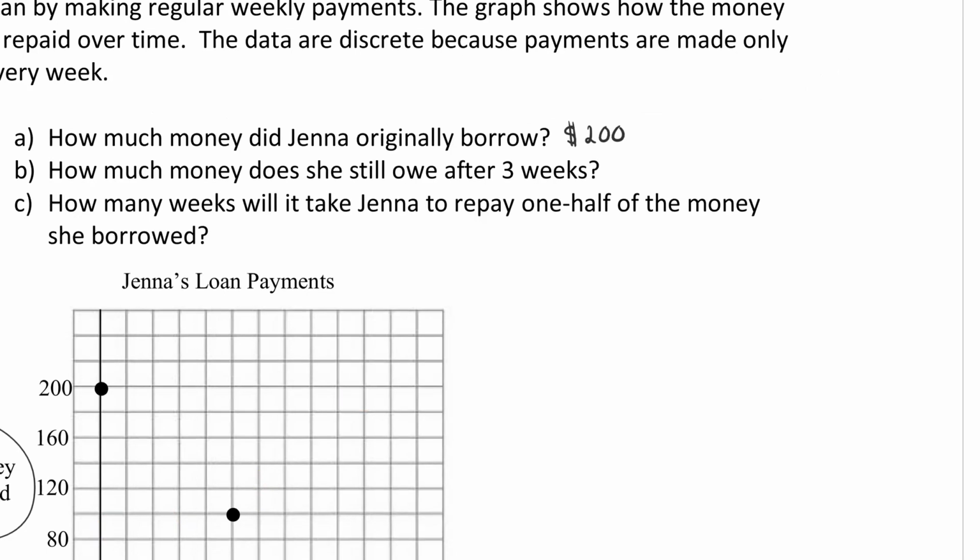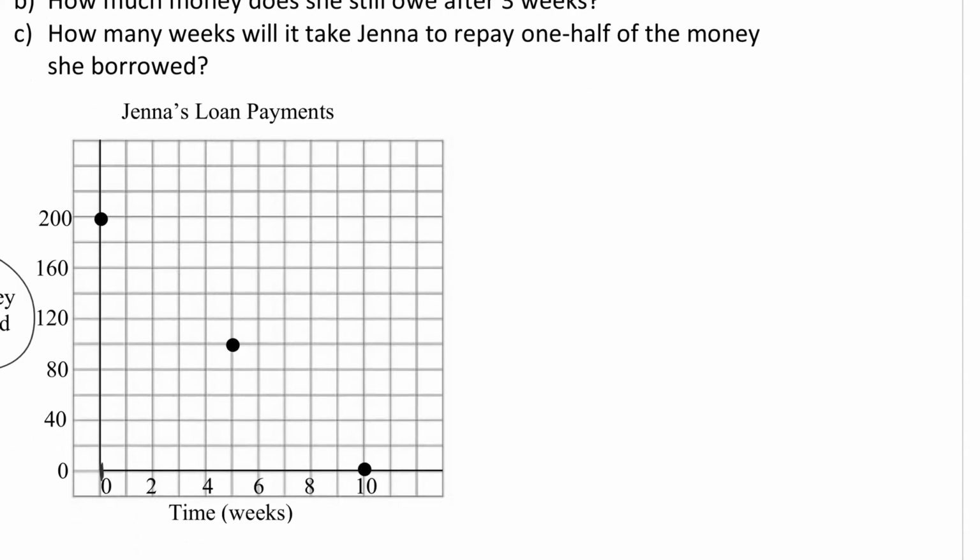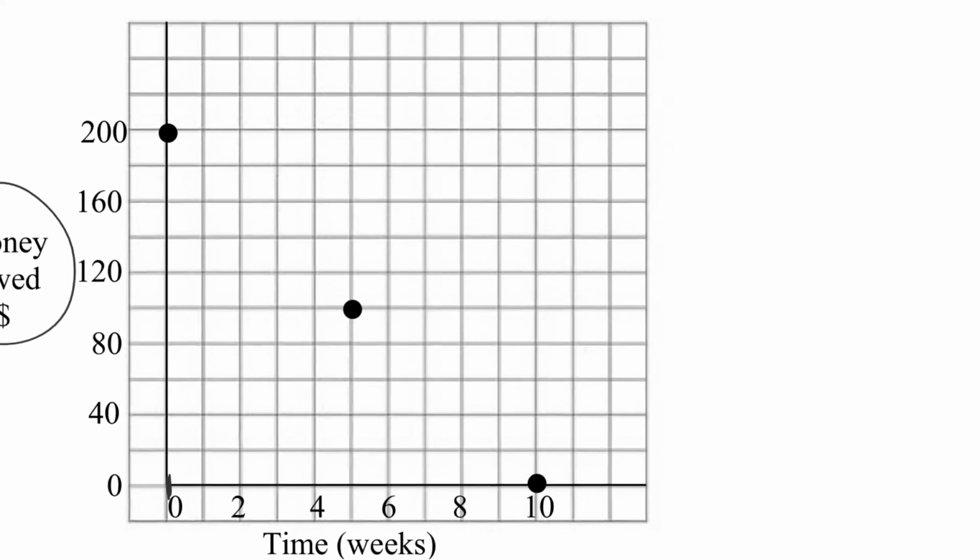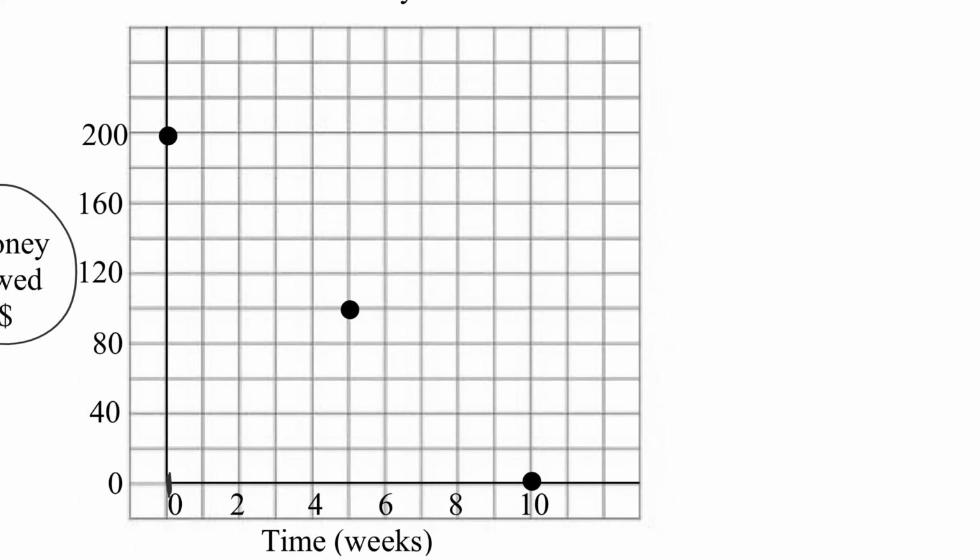So part A is done here. How much money did Jenna originally borrow? $200. Now we're at part B. So how much money does she still owe after 3 weeks? Well, we go back to our graph here, and time is across the bottom, so our X, and we're going to look at 3 weeks here. So that's the 3rd week.